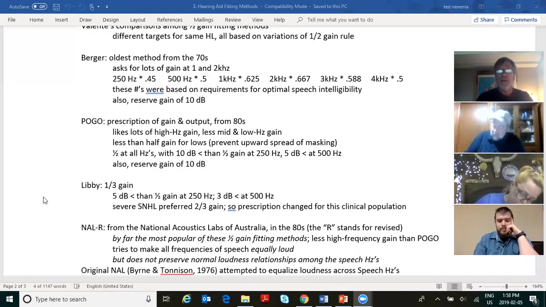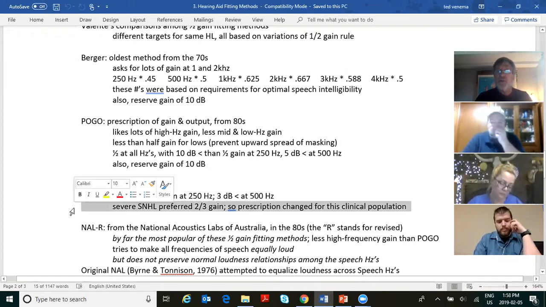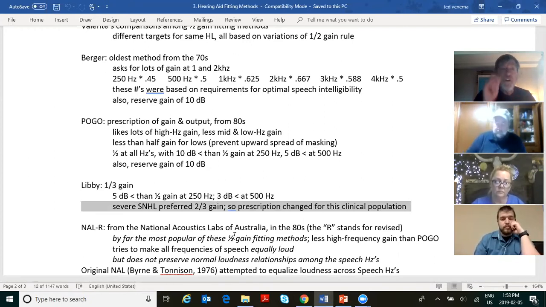So looking at our notes, what does it say about Libby? Check it out. So Libby, third gain. 5 dB less than half gain at 250 and 3 dB less than that at 500 hertz. Actually, I should say, yeah, and severe loss prefers 2/3 gain. So the prescription changed for this particular population. And all this is written about in chapter 4 in my textbook, Compression for Clinicians. Gives a breakdown of these 4 methods and a comparison as well.